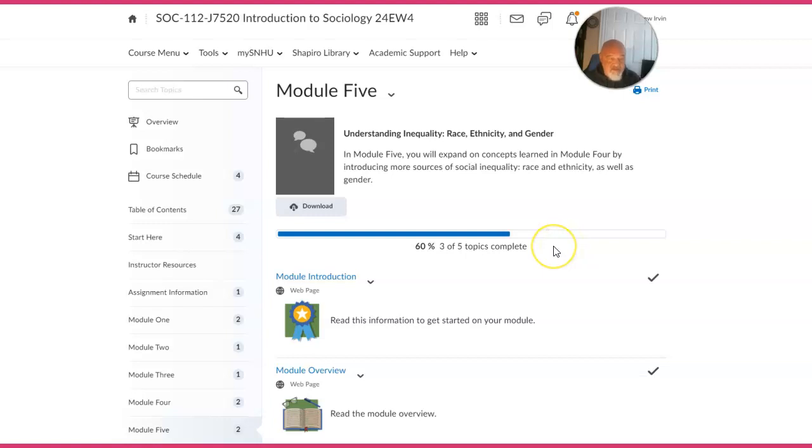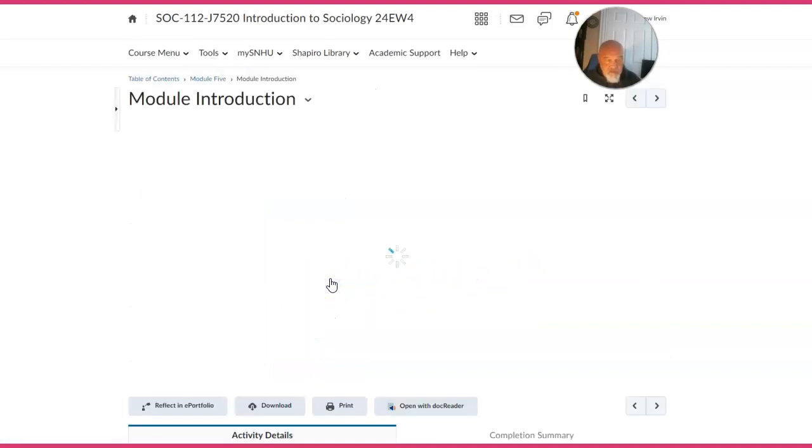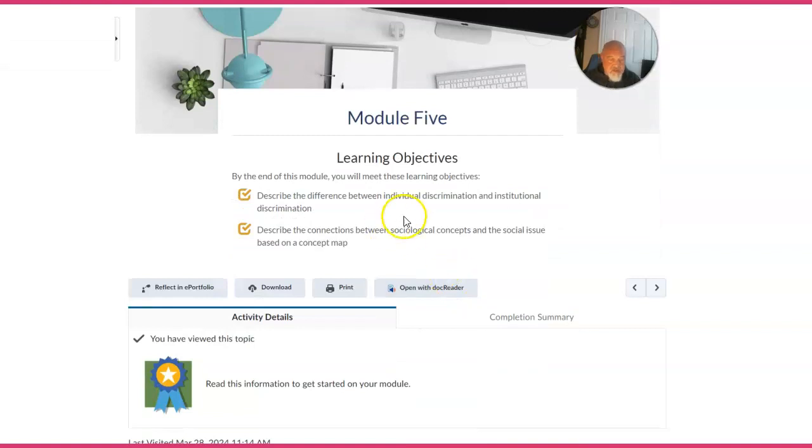Hello everybody, this is an overview of Module 5, Race, Ethnicity, and Gender. These are systems of stratification that we need to talk about, and we need to identify some particular definitions of the term. So you're going to describe the difference between individual and institutional discrimination.